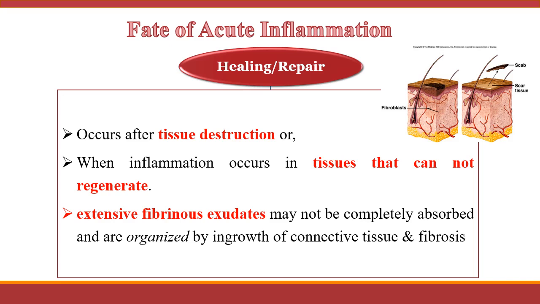So bottom line, if there is no option to have resolution or a complete restoration of normalcy in the tissues, the body will have to replace the damaged areas by fibrous tissue or by scar in a process called repair. Again, this will happen in cases of extensive tissue destruction, cases when we have tissues that are unable to regenerate or make more generations of cells, or in cases of extensive fibrinous exudates that are not easily absorbed by the tissues.